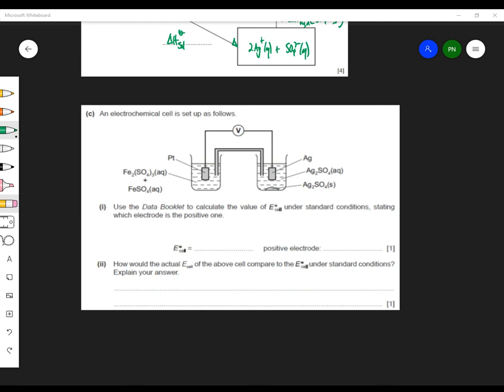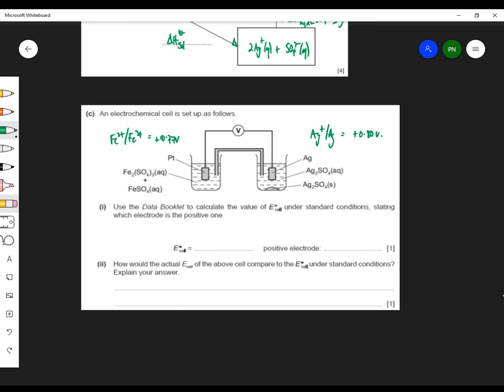Let's have a look. I've done this before somewhere or other. All right, so the Fe2+, Fe3+ one is 0.77. Okay, the silver one, the Ag+, Ag, is plus 0.8. So how do we get the E cell?